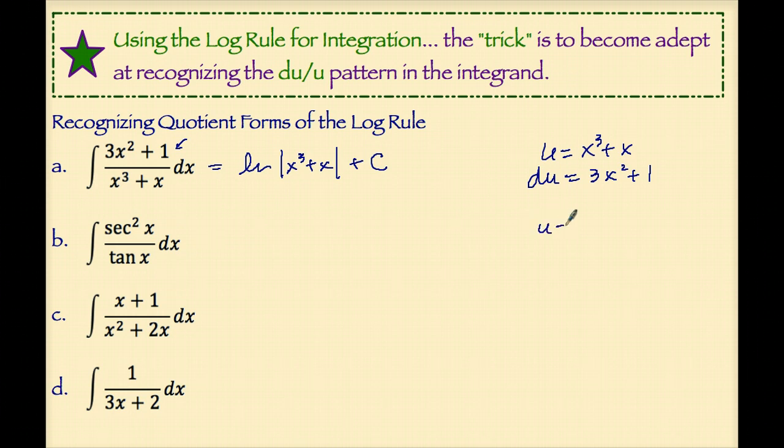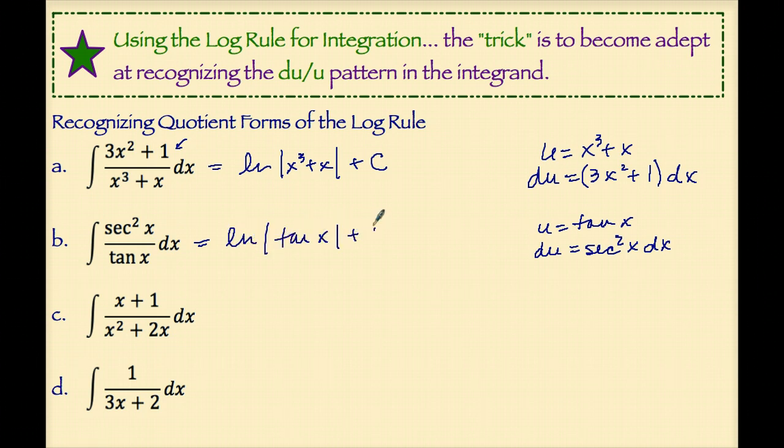If u is tan x, du is secant squared x dx. So once again, we have du over u in the integrand, and that pattern is the natural log of u. So this will be the natural log of tan x plus c. Now let's look at letter C.